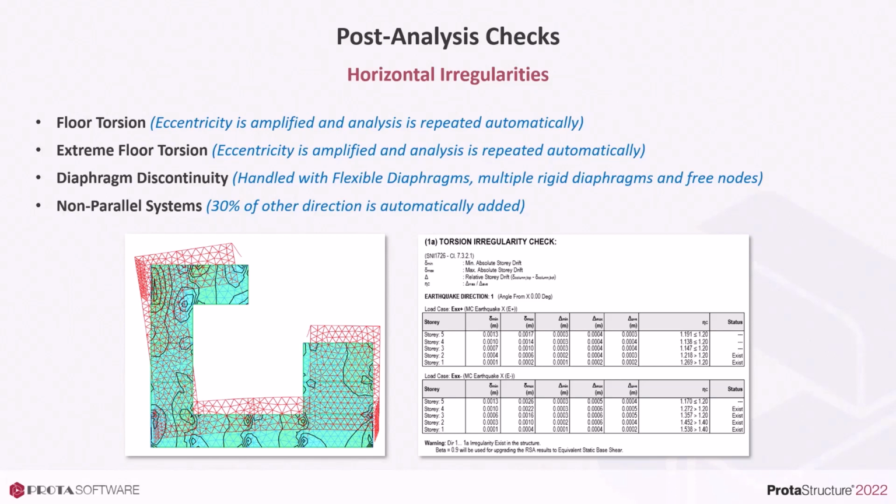For buildings having structural frames non-parallel to the specified earthquake direction, the 30% rule can also be applied in the combination wizard. When activated, 30% of the other direction earthquake results will be added to the primary direction combinations.